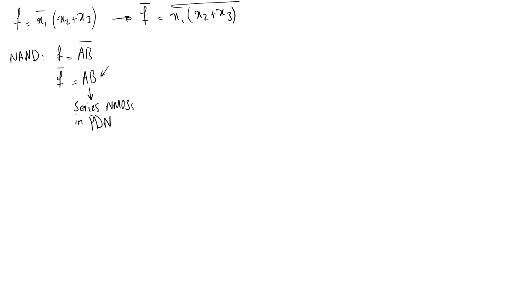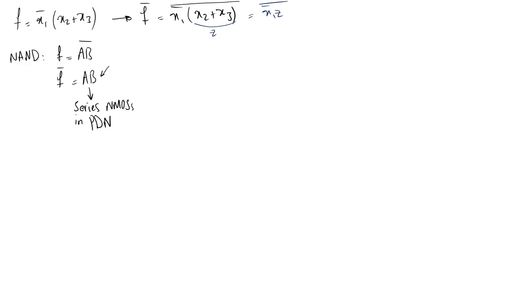But what I can say is that if I call this x2 plus x3, it seems that they are actually in parallel, right? Because there's a plus between them. And then they're in series with the x1 bar. So if I call this z, I can write this as x1 bar z bar, right?